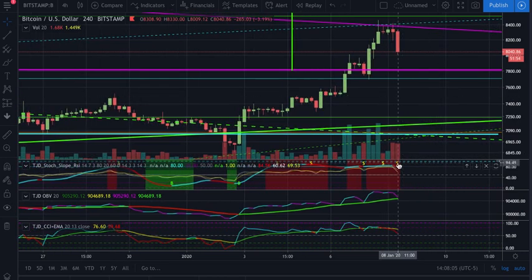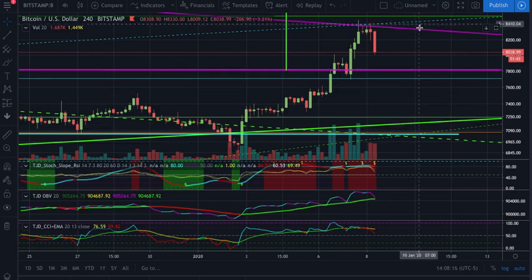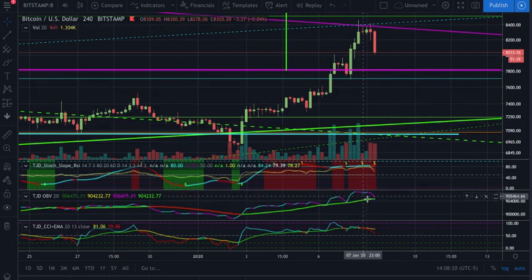You'll see we did get the third sell on the TJD Stokes slope in a row, but we still have not exited the red zone yet. So it is still possible we're going to come back down here and find support and then move back to the upside. But we'll pay attention to the on balance volume. It's getting ready to cross over. CCI has already crossed back over.